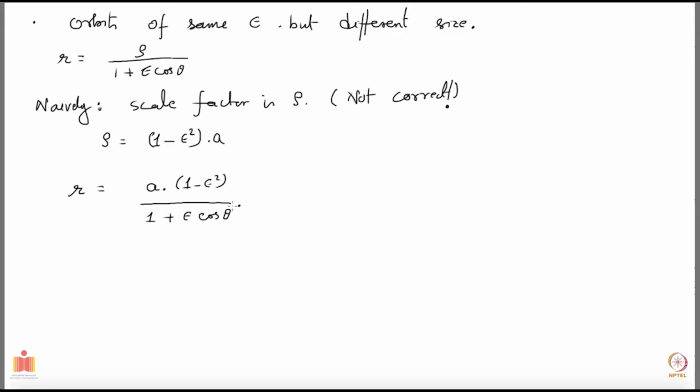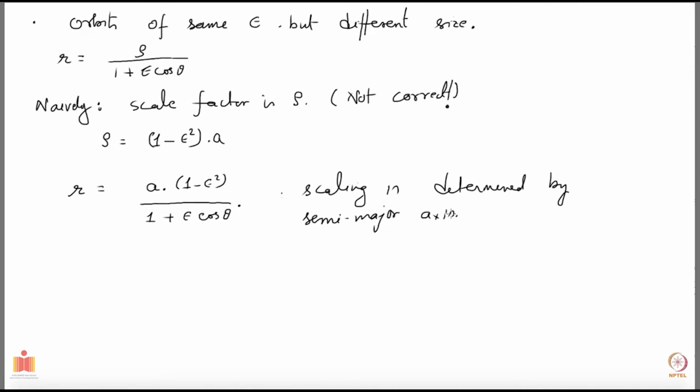So scaling is determined by the major axis, the semi-major axis, let's say. It is determined by the semi-major axis. Okay.